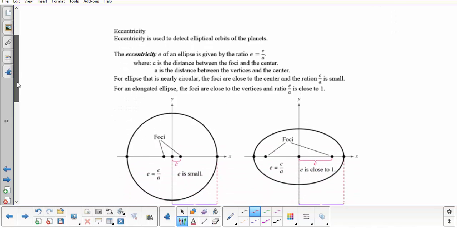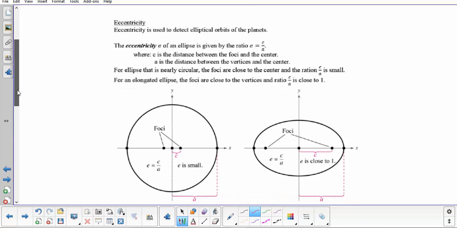Next, we're going to talk about eccentricity. Eccentricity is used to detect elliptical orbits of the planets. So the eccentricity E of an ellipse is given by the ratio E is c over a, where c is the distance from the foci to the center and a is the distance from the vertices to the center. For an ellipse that's nearly circular, the foci are close to the center, so the ratio c over a is small. For an elongated ellipse, the foci are close to the vertices and the ratio c over a is close to 1.